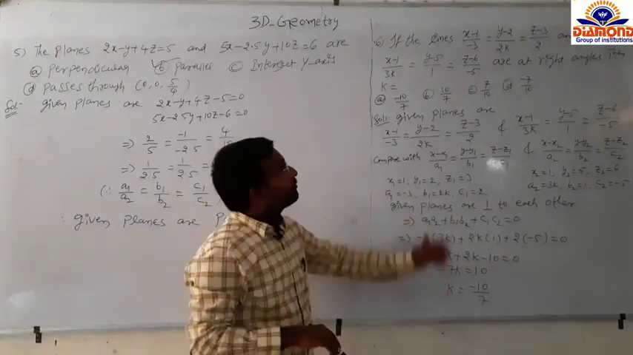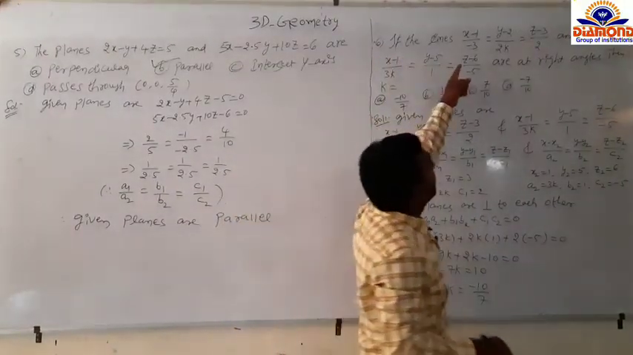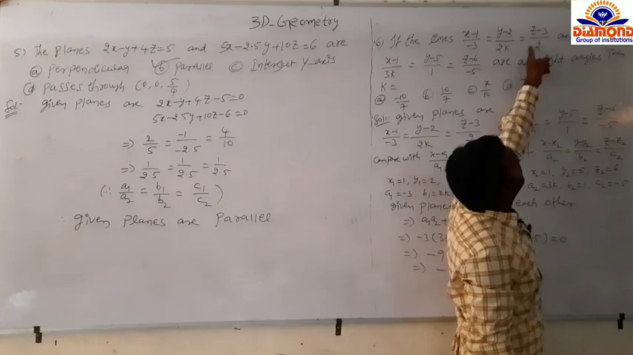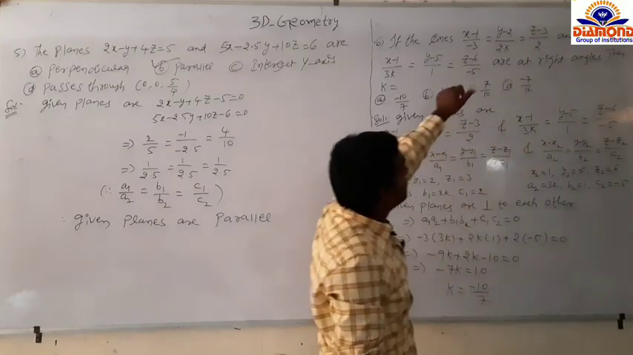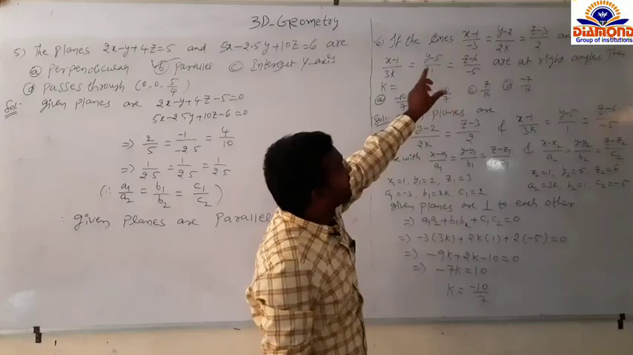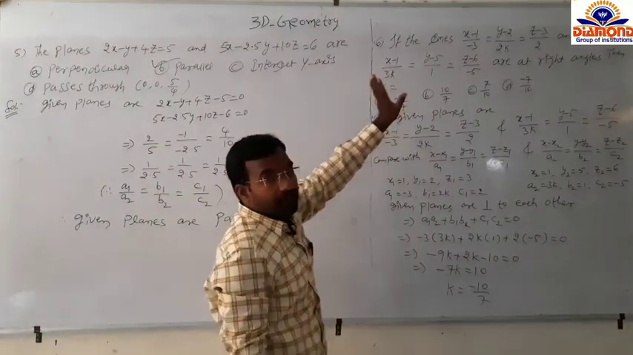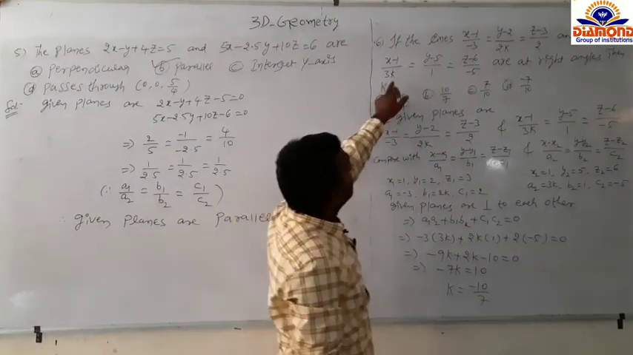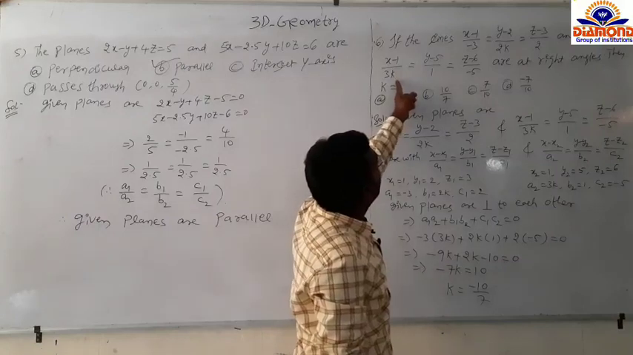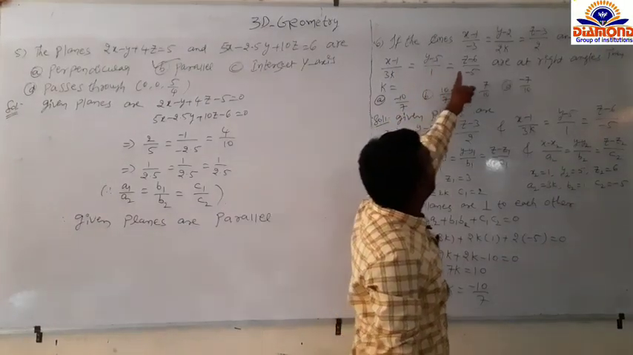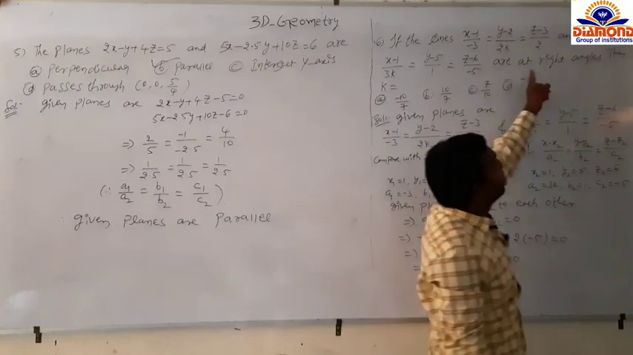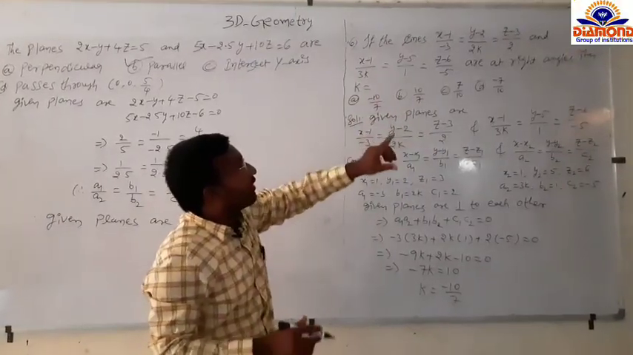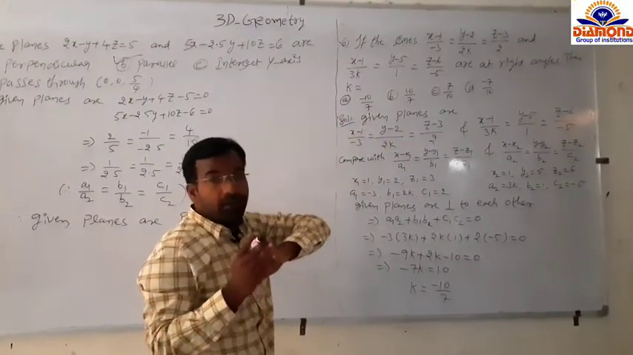Next problem. If the lines (x minus 1) by minus 3 equal to (y minus 2) by 2k equal to (z minus 3) by 2, that is the first line, and the second line, (x minus 1) by 3k equal to (y minus 5) by 1 equal to (z minus 6) by minus 5, are at right angles. Both lines are in Cartesian form. Given the two lines are at right angles, find the value of k.